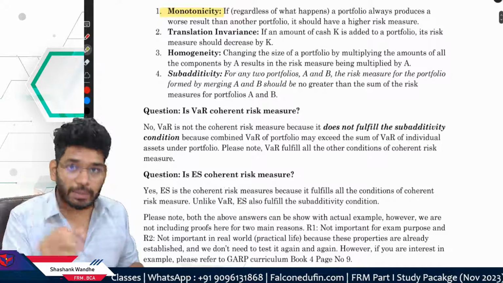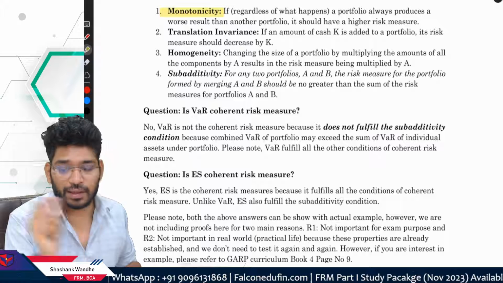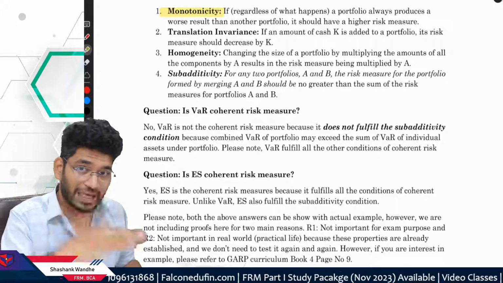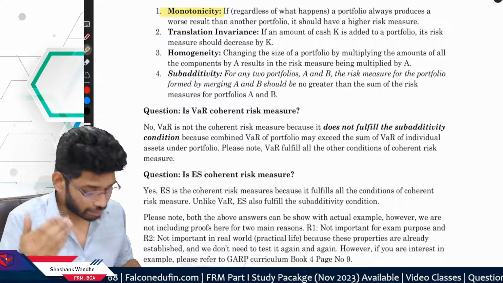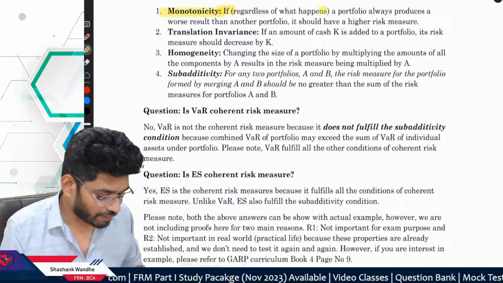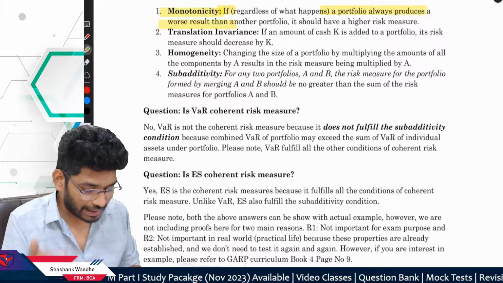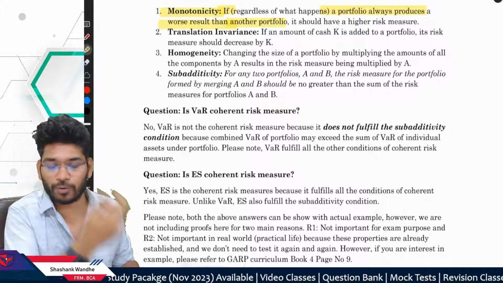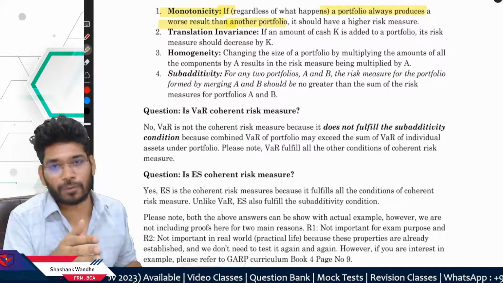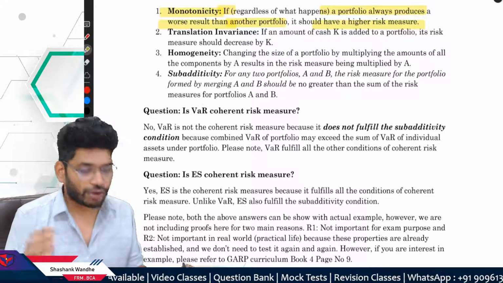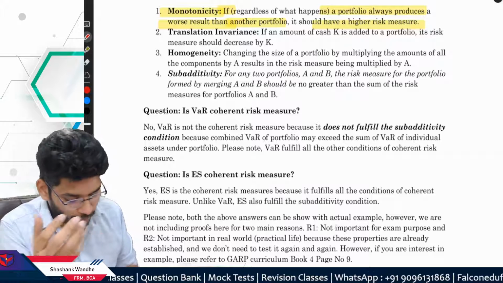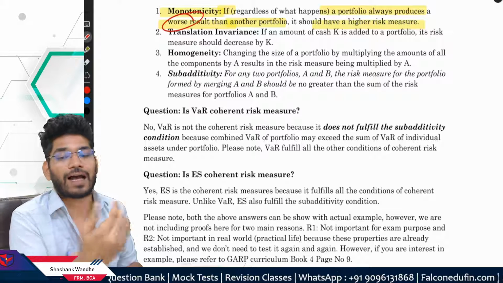Monotonicity, you have to remember what is the meaning of monotonicity, then translation invariance, homogeneity. You have to understand what is the meaning of each of these properties. Again, GAP might test you on this. Monotonicity: if regardless of what happens, a portfolio always produces a worse result than another portfolio, say portfolio 1 always performs worse compared to portfolio 2, this means that it should have a higher risk measure. So this worse portfolio will have the higher risk measure.